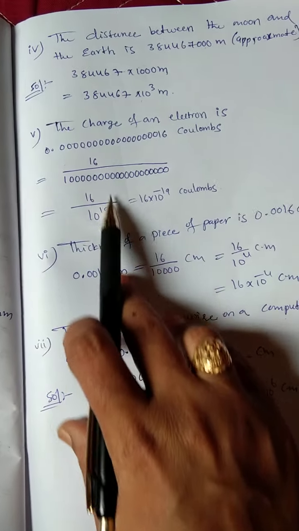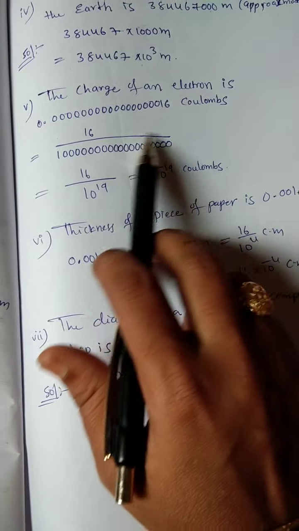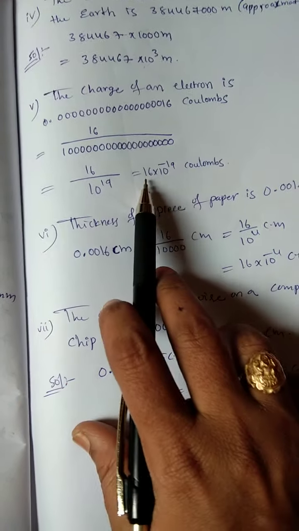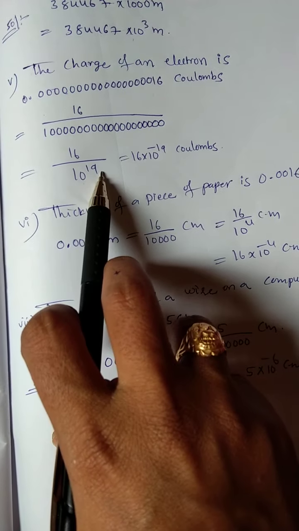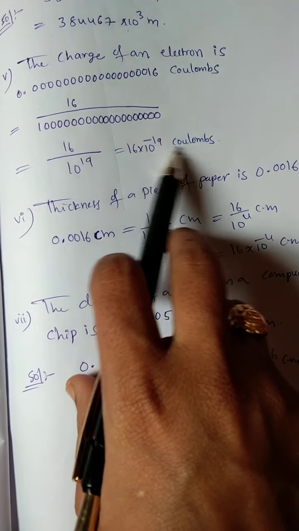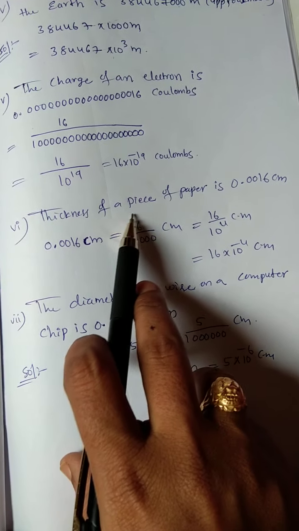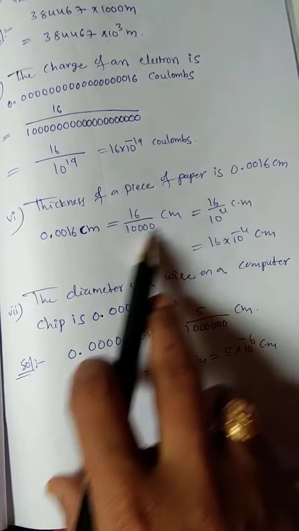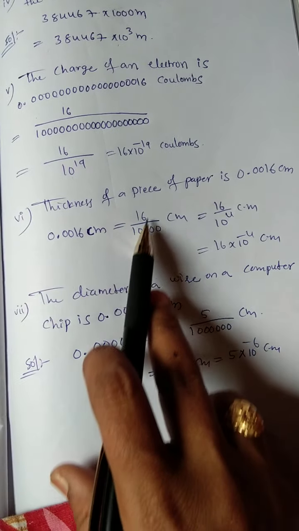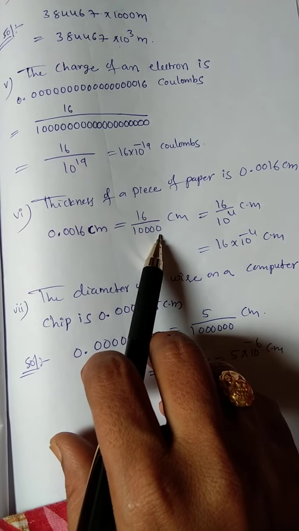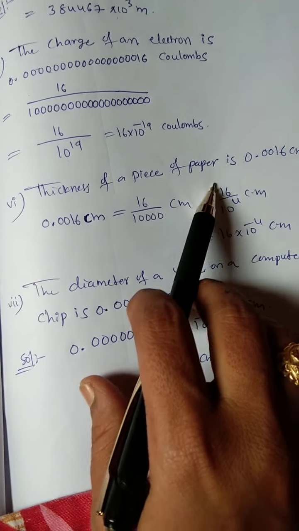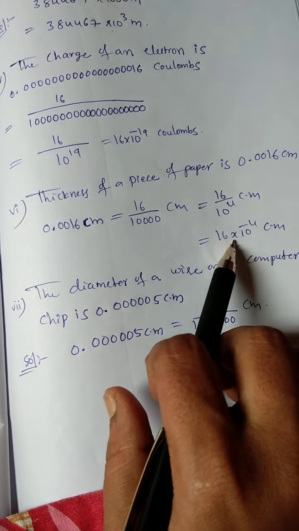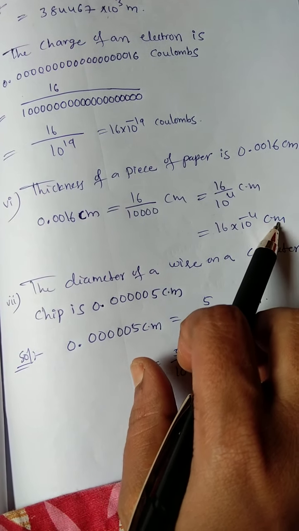Next, the charge of an electron is this much coulombs. 16 by, here how many zeros are there, that many we can, 16 by 10 power 19, 16 into 10 power minus 19 coulombs. Thickness of a piece of paper is 0.0016 centimeter. 16 by 10,000 centimeter means 16 by 10 power 4 centimeter. Now 16 into 10 power minus 4 centimeter.